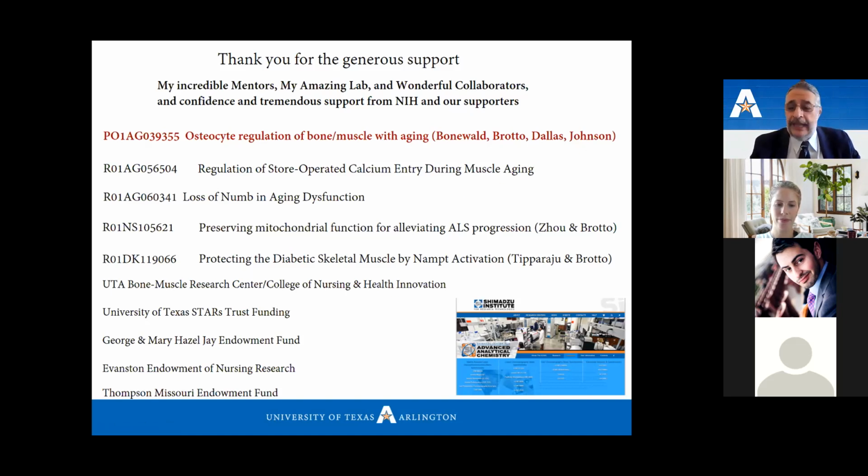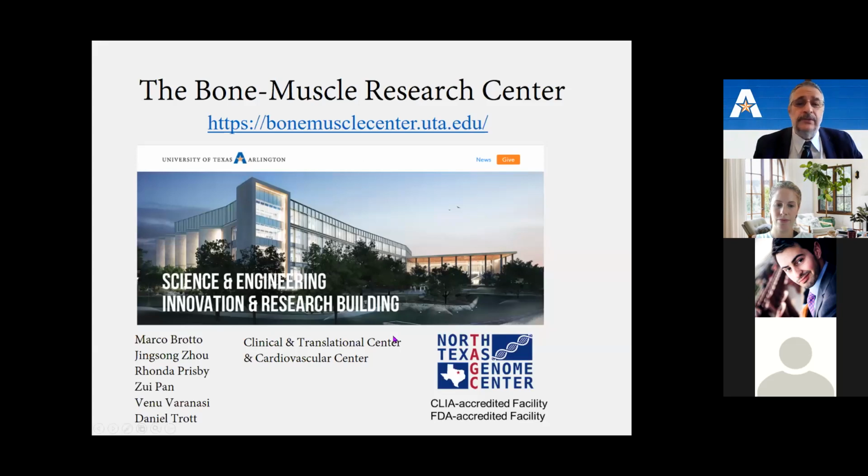I've been blessed by funding from families that have funded our enterprise, and also this incredible collaboration with the Shimadzu Institute. We are now in this amazing new facility. These are the principal investigators along with me that have made this dream come true of our emerging bone muscle research center at UTA.